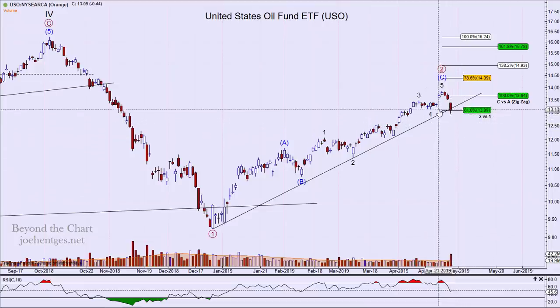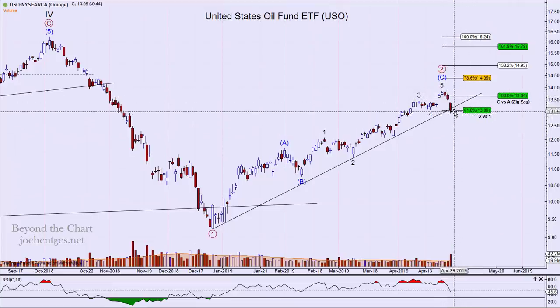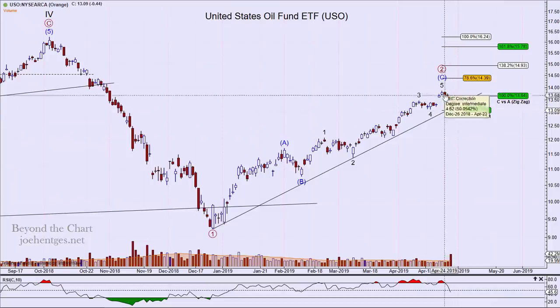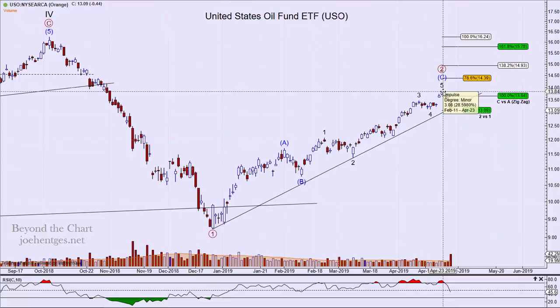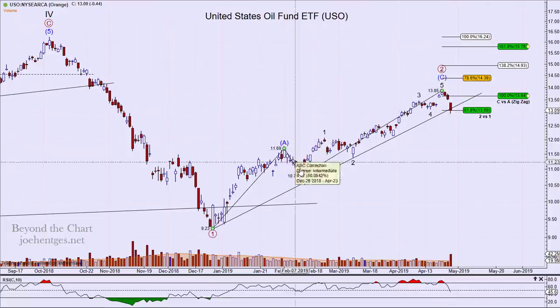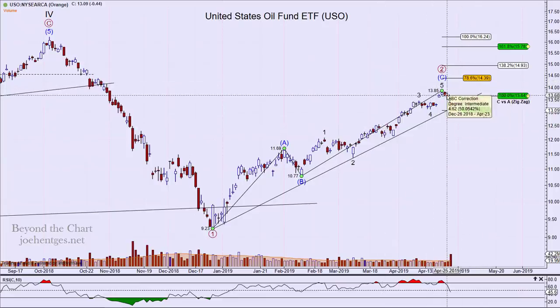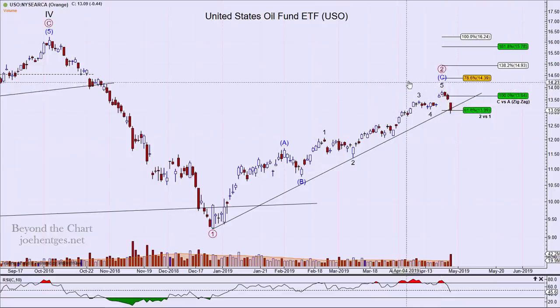This is where I'm leaning, primarily because of how deep we've retraced. When you look at 2 versus 1, we're well above 61.8%. We didn't get to 78.6. We're right in the middle of that zone. And in terms of C versus A, in terms of this structure in here, we're just slightly above where C equals A. So it's a perfect place for this whole wave structure to end.